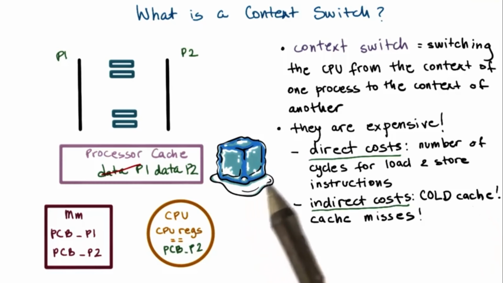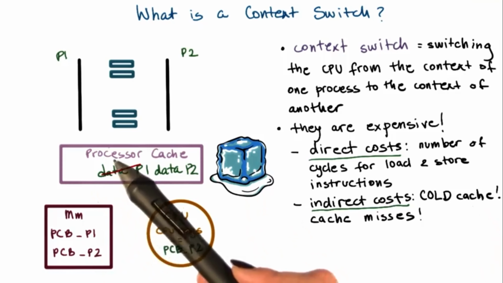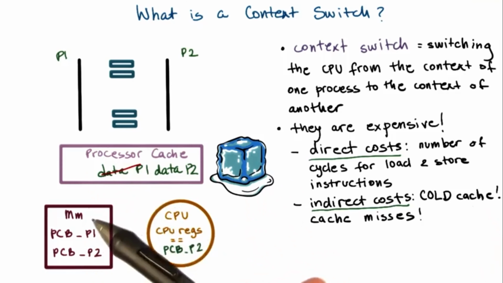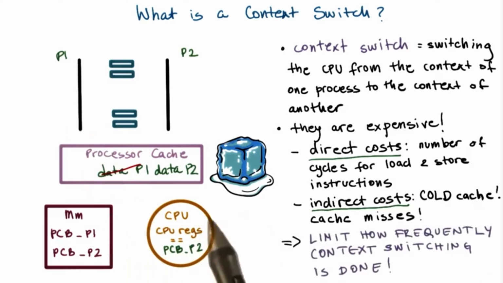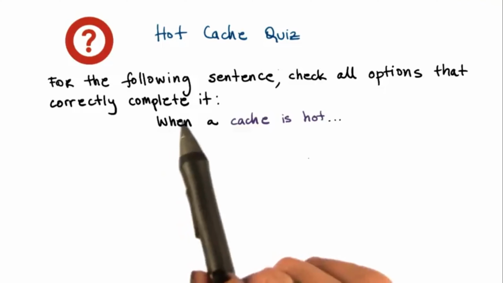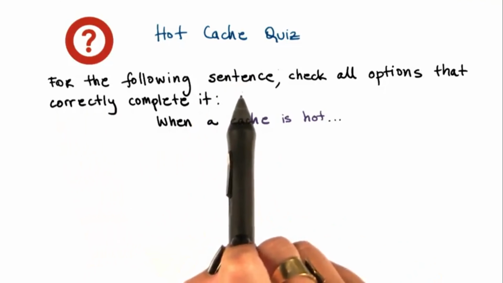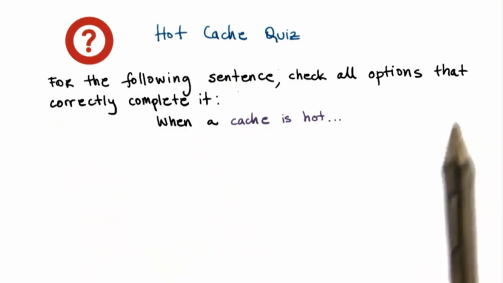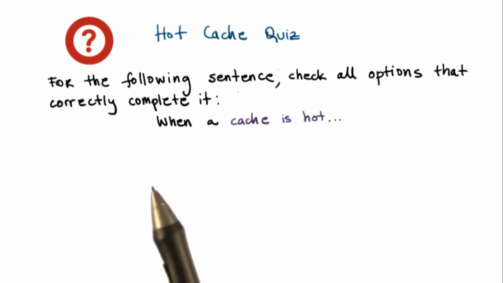Running with a cold cache is clearly bad because every single data access requires much longer latency to memory, and it slows down the execution of the process. As a result, we clearly want to limit the frequency with which context switching is done. Here's a quick quiz about the processor cache. For the following sentence, check all options that correctly complete it. The sentence starts as, when a cache is hot, and here are the choices.